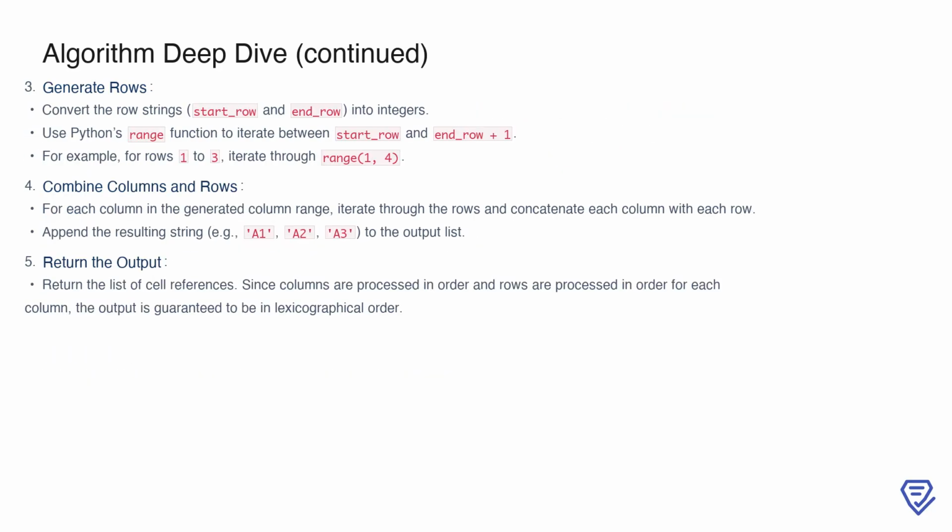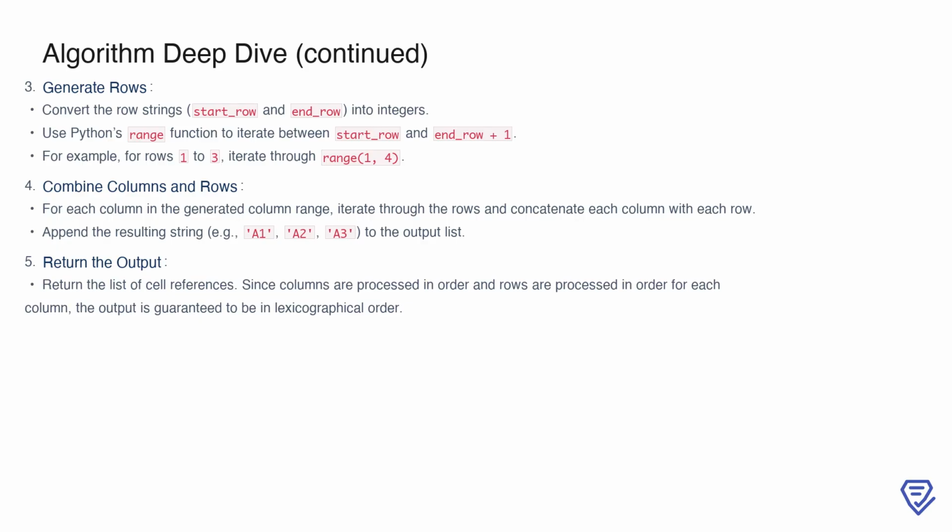Now that we have the column range, the next step is to generate the rows. The row numbers are already represented as integers in the input, so we can directly use Python's range function to iterate through the rows. For instance, if the rows span from 1 to 3, we can generate this range with range(1, 4), which gives us 1, 2, and 3.